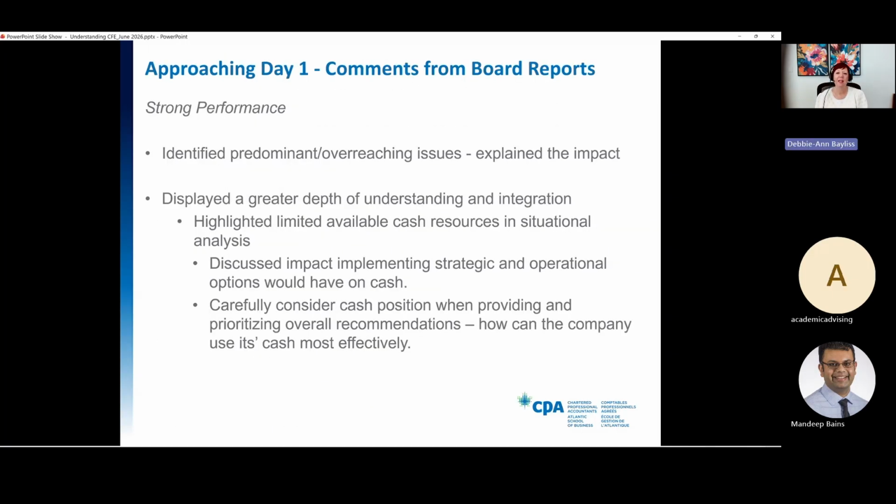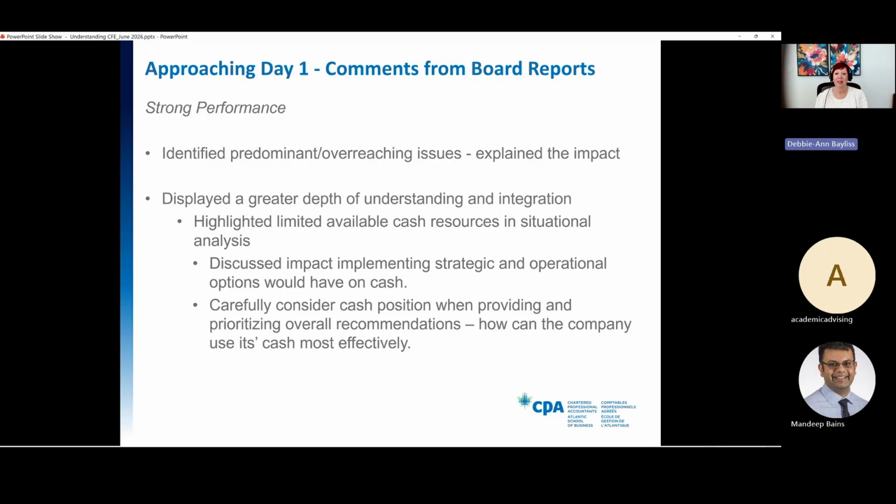So here are some comments, again, that I've taken from the board reports in regards to what constitutes strong performance. Candidates who performed well identified the predominant overarching issues and explained the impact. They displayed a greater depth of understanding and integration. So say the issue was there was limited cash available. Every time they analyzed each of the strategic and operational issues, they talked about the impact on cash.